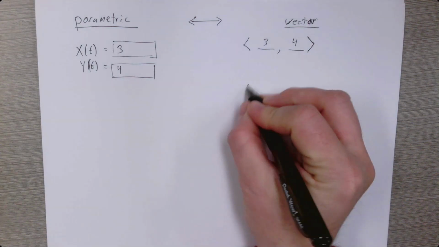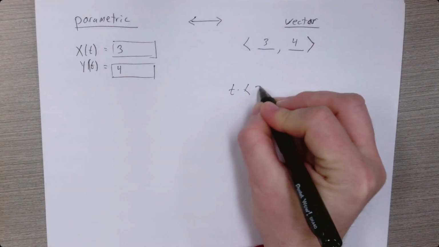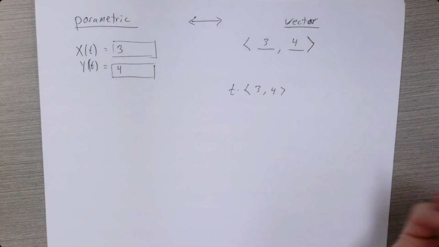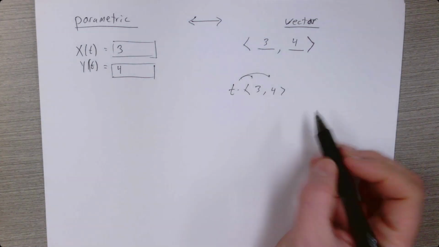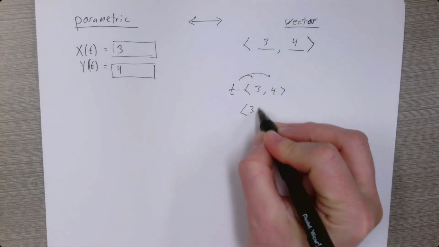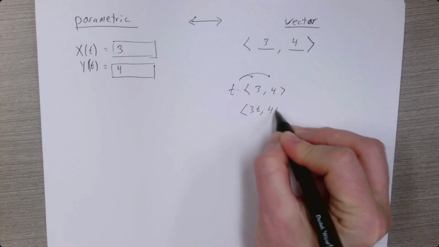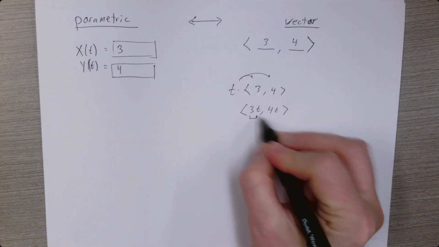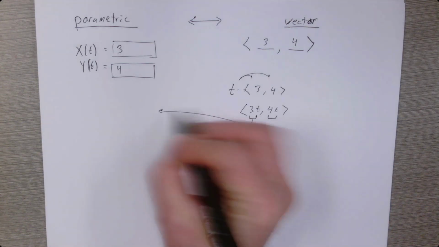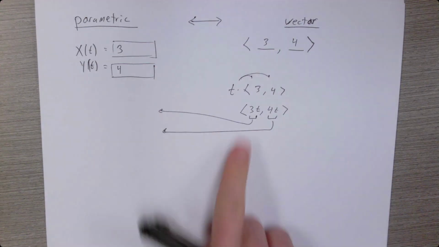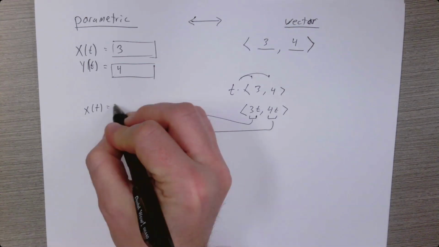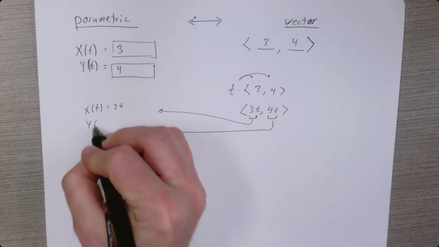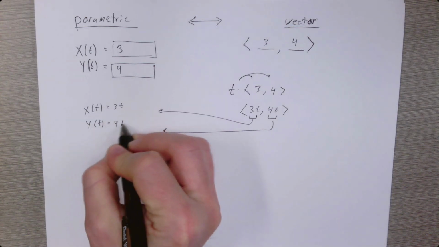So what if I wanted to have a vector that scales with time, like this? Well, you know that that vector is the same as if I distributed the t in. So that's the same as 3t, 4t. And then I could just take each of these parts and separate them into their own separate equations. So that's like saying x of t is 3t, and y of t is 4t.